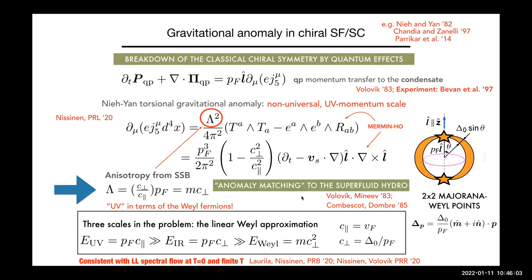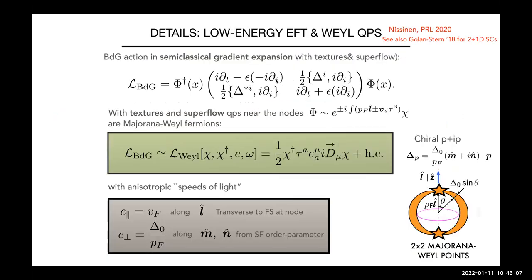So now comes the question of how this should be understood. I can just take the low energy description close to this node, and in general it is described by such a Hamiltonian, or rather Lagrangian, where this is now a Majorana Weyl, or rather a Majorana fermion, since there's this built-in particle-hole symmetry in the paired system. And this is very anisotropic in the sense that one of these directions, singled out by this vector, is given by the Fermi velocity, and on the other hand, the other perpendicular ones are determined by the superfluid gap.